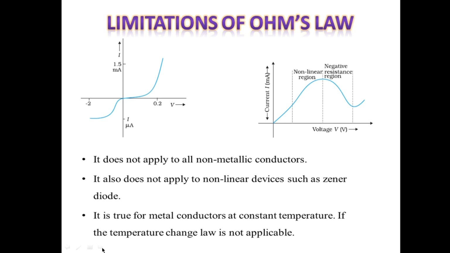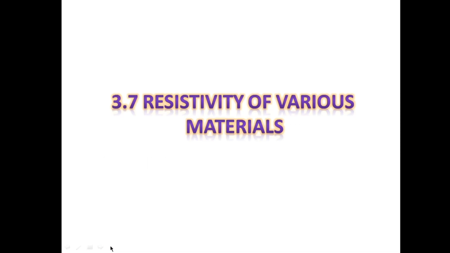Now let us get into the next part of this chapter, which is 3.7, resistivity of various materials. We are going to look at the resistivity of various materials. Obviously different materials have different nature of electrons associated with them. Because of that, their resistivity will also vary, right? So that's what exactly we are going to do.